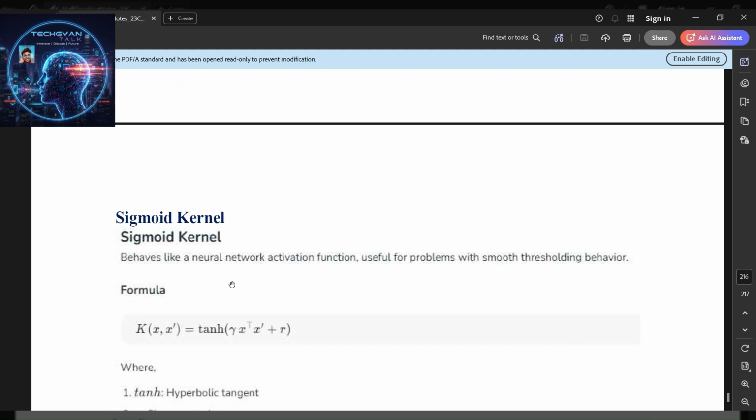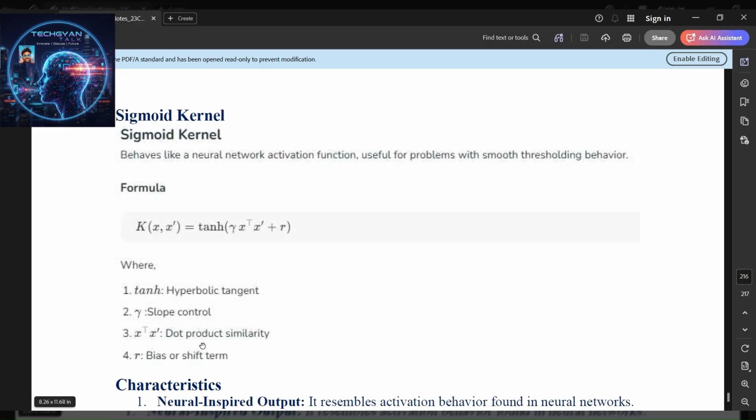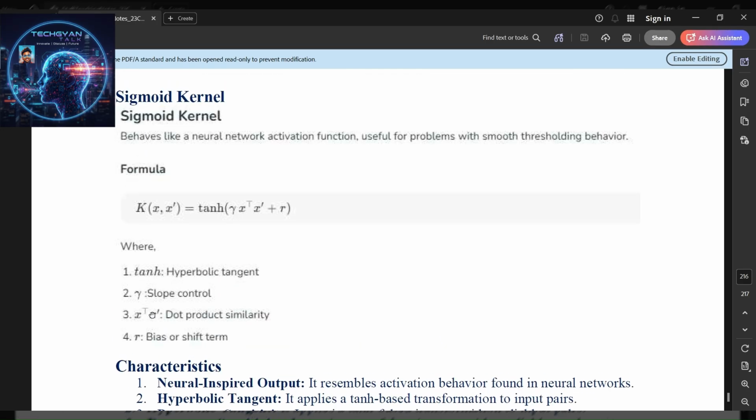The sigmoid kernel behaves like a neural network activation function, useful for problems with smooth threshold behavior. The formula is k(x, x') = tanh(γ xᵀx' + r), where tanh is the hyperbolic tangent, gamma is the slope control, xᵀx' is the dot product similarity, and r is the bias or shift term.